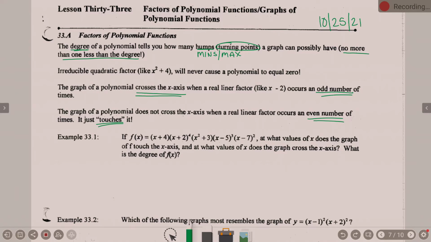So example 1 here. If f of x equals that, you can see the equation, I don't need to read it. At what value of x does the graph of f touch the x-axis? At what value of x does the graph cross the x-axis? And what is the degree of f? So we need to know places that touch the x-axis, places that cross the x-axis, and in the end, we will talk about the overall degree.